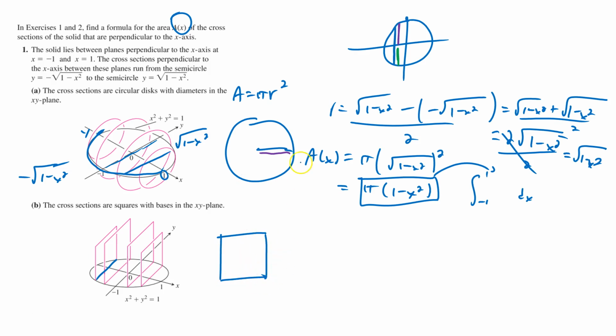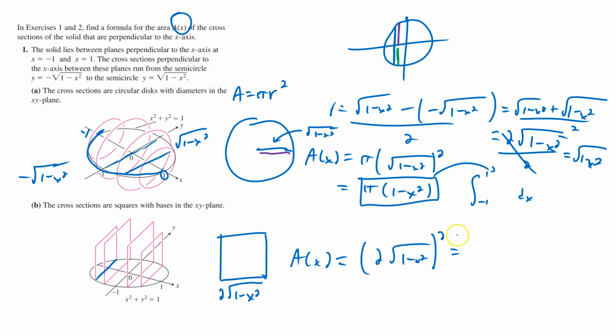The base length right here, so over here we had that the radius was √(1 − x²). The base length now is that entire length. So the base length here is going to be 2√(1 − x²). So that's the base length of the square. The area of a square is just base times height, or base squared, right? So it's going to be (2√(1 − x²)), whole thing squared.